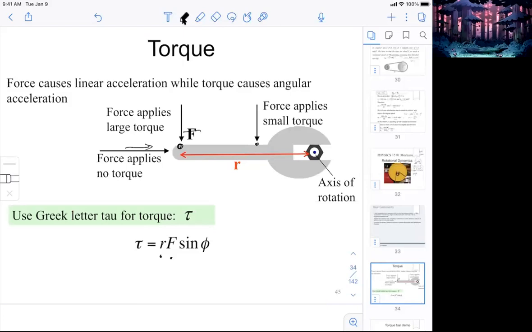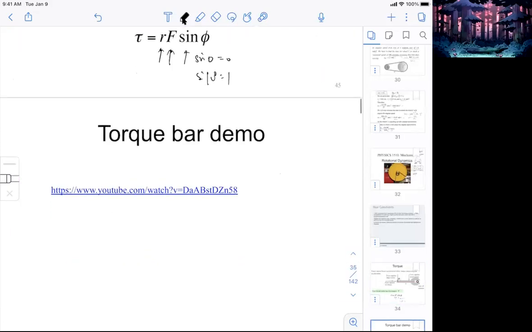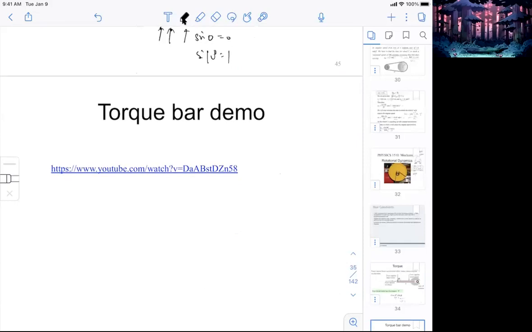So if you have 90 degrees between R and F, that's going to give you the maximum amount of torque possible. If you have 0 degrees, like if you push toward the center of the rotation, then you're not going to have any torque. Sine of 0 is 0, sine of 90 degrees is 1. So the lever arm matters, the amount of force matters, and the angle between your lever arm and force also matters. All of this will affect the amount of torque that you generate. We can also take a look at that by looking at this demo.